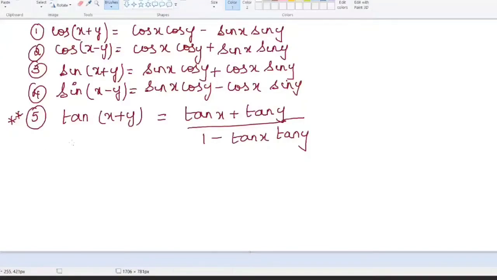So tan of x plus y, first step. Now I am teaching you how to get the answer. I have to reach this answer first of all. So how to get that?